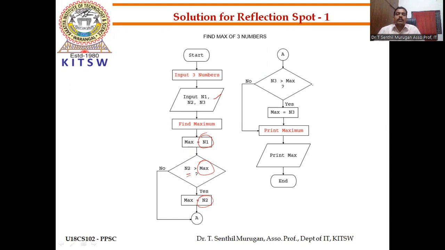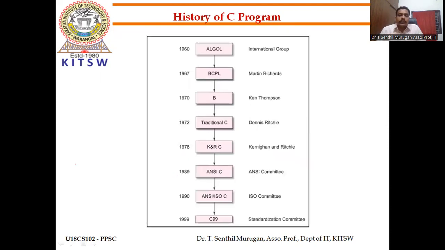Okay. So then if it is not correct, it will check n3 with the maximum value. If it is true, then it will assign n3 as the maximum. Otherwise, print the maximum value. Okay. So this is a simple concept. If you have run the flowchart properly, then you will proceed further. Otherwise, you will go back and see the symbols, how to draw the flowchart, then you will try it. Thank you.